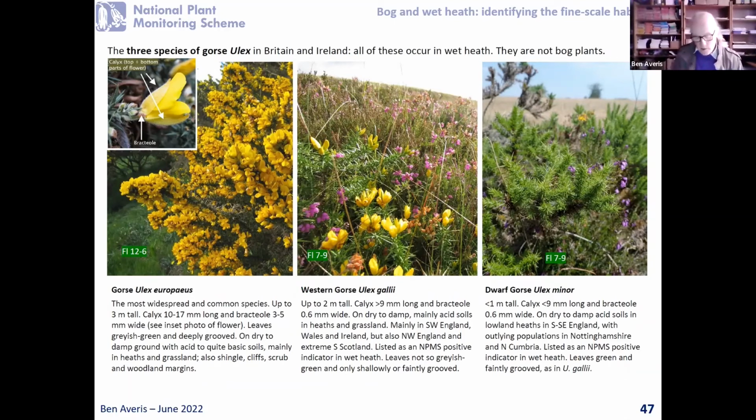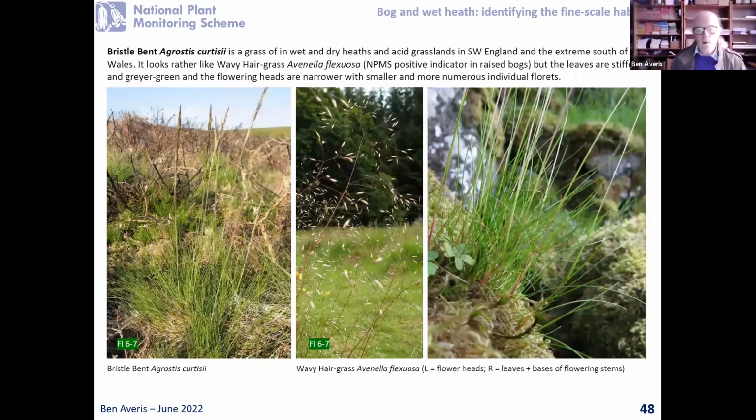Okay, the next slide is showing some grasses. The bristle bent, we've gone over two slides. The bristle bent on the left, as I mentioned a little bit back, is a strictly southwestern species. Very thin, wiry leaves, making it look a bit like the wavy hairgrass, which is much more common and really widespread. The wavy hairgrass flowers in the middle have a very wide spreading inflorescence, wider than that of the bristle bent. Bristle bent leaves are stiffer as well, a rather different looking thing.